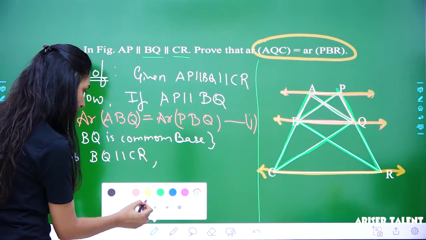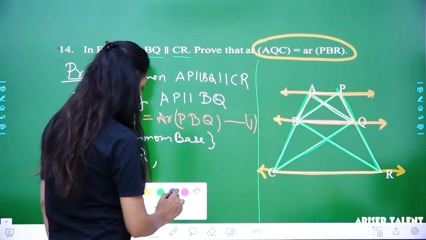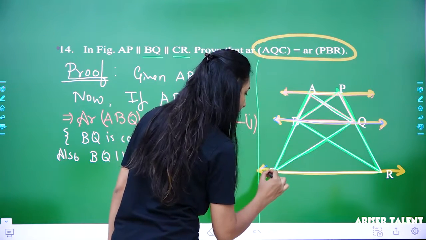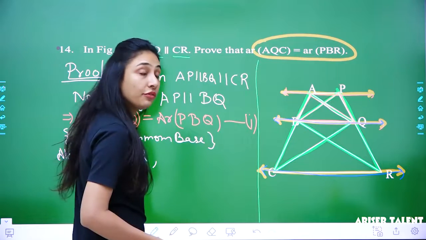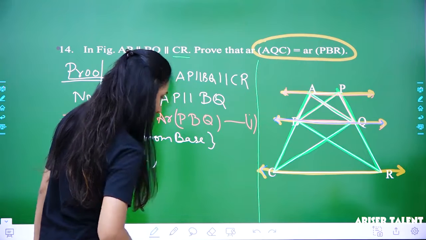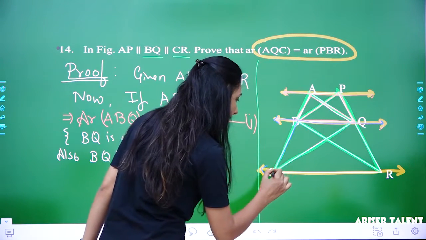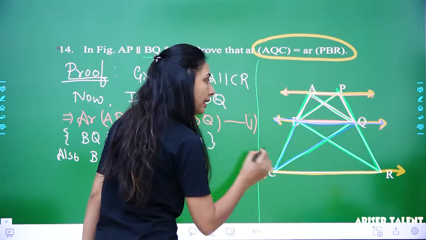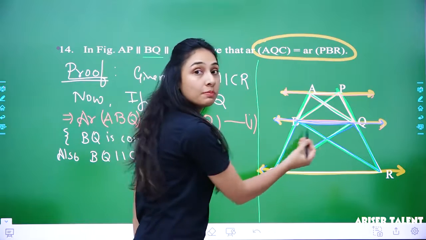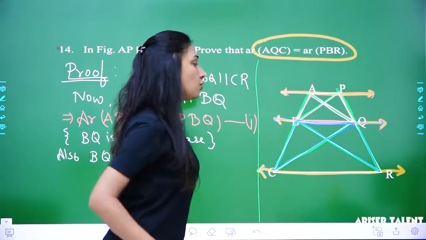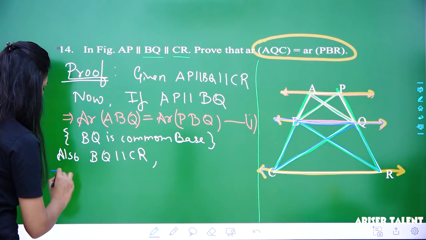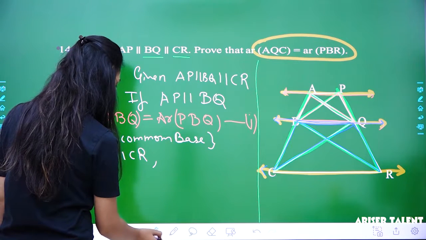So now what we are having is that if these two lines are parallel to each other, this BQ is parallel to the CR, in that case we are going to have this triangle, as per our question, this triangle BCQ, and this triangle BQR, having the same base BQ and between the same parallels BQ and CR. Got that? Okay. Now, is this visible to you or not?